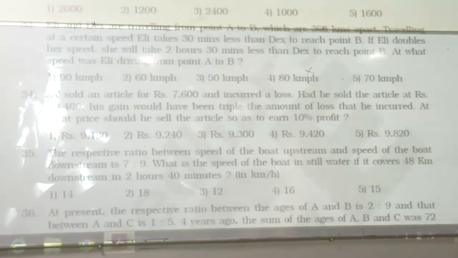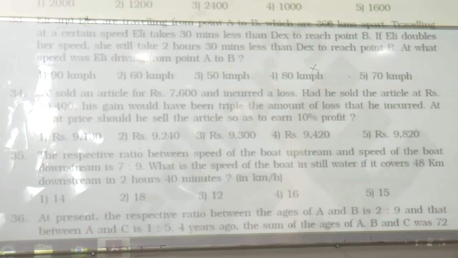35. The respective ratio between the speed of the boat upstream and the speed of the boat downstream is 7:9. So let it be 7 parts and then 9 parts. What is the speed of the boat in still water, if it covers 48 kilometers downstream in 2 hours 40 minutes? 8 parts, 8 multiple.